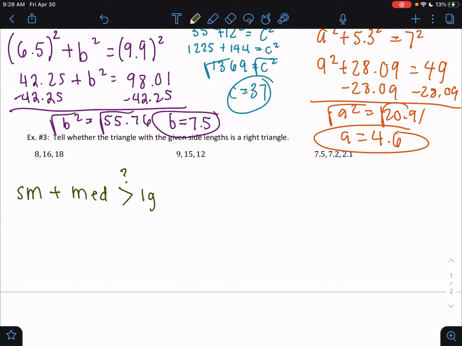Now we want to know specifically if it's a right triangle. So for this one, we are going to have to use the small side squared plus the medium side squared should equal the large side squared to fit into our A squared plus B squared equals C squared. And that will tell us specifically if it's a right triangle.